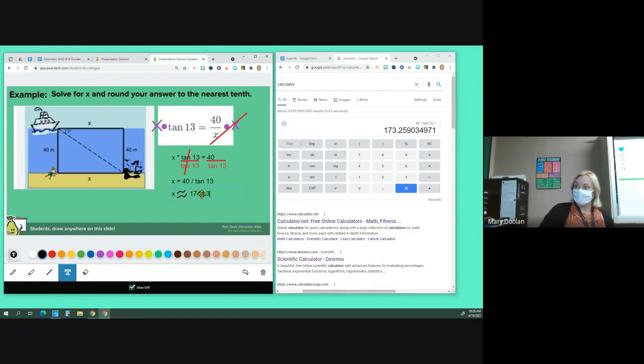173 and 3/10. And then we are dealing with M, which stands for meters. And I put an extra number in there. There we go. 173 and 3/10 meters.